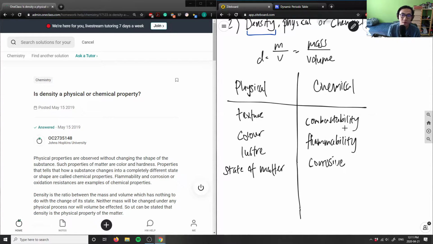I'm trying to think of indicators of chemical change. Like when it produces gas or if it changes color. These are all telltale signs of a chemical change using its chemical properties. So again, these things are chemical properties.